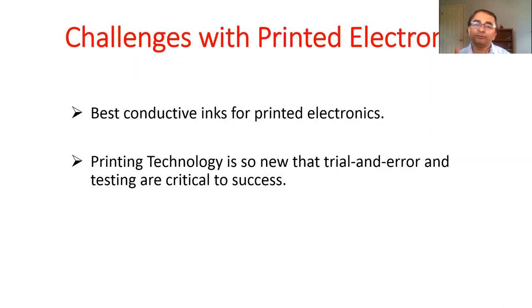Now, what are the challenges? In my view, there are only two challenges for printing electronics. First, you have to develop the best conductive inks for printed electronics. This is the challenge, and I think all the material scientists are working on that. They are developing some sort of materials. So if you can develop conductive inks for printed electronics, you can do wonders. And second is, it's basically a new technology, and you need a lot of hit and trial methods to get some optimization. It's not easy. You get some optimization from the research papers, and you will do that, and it will work for you.